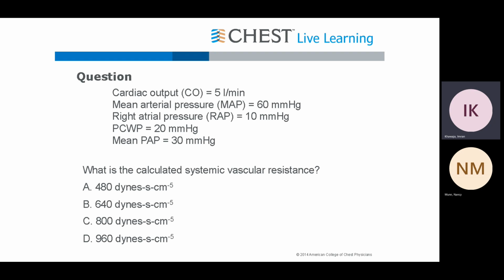Let you do the math here. You're good in math, right? Excellent. All right, cardiac output, put your skills to work. MAP 60, right atrial pressure 10, wedge 20, PAP 30. What is the calculated systemic vascular resistance?